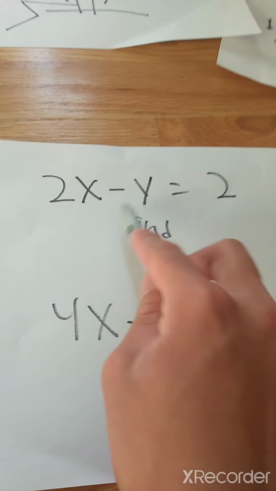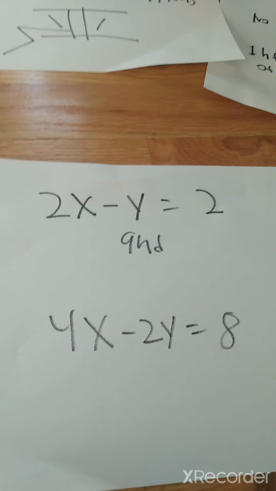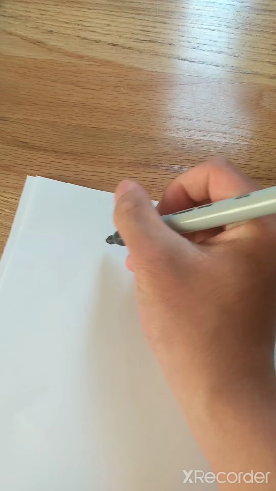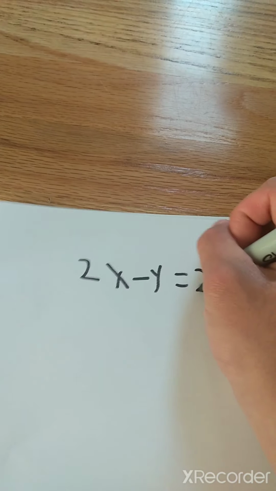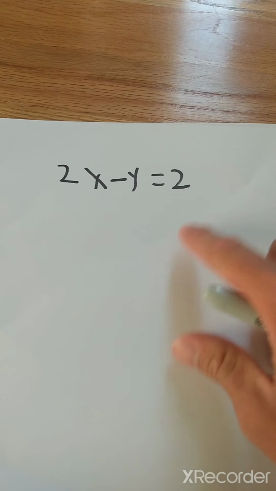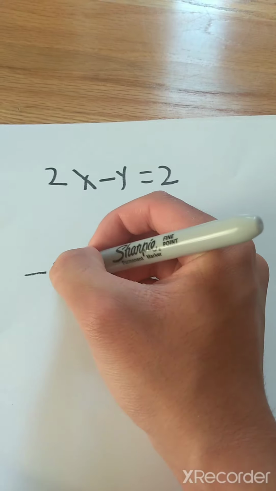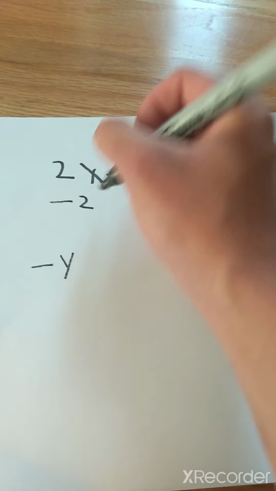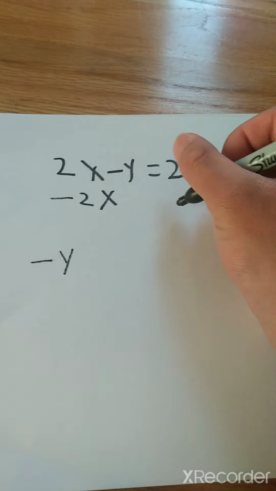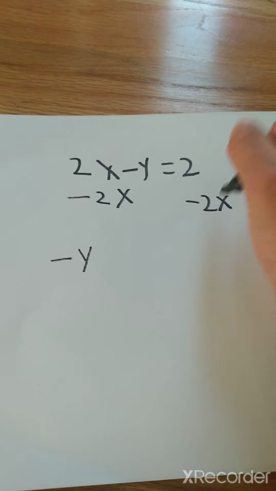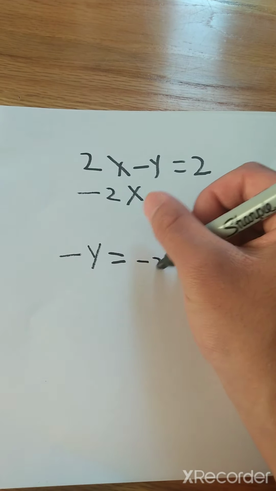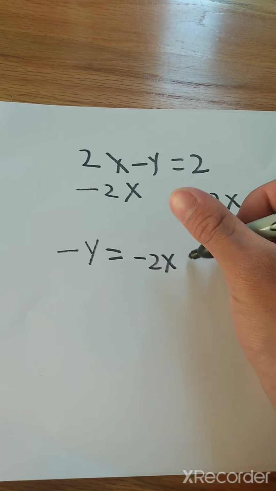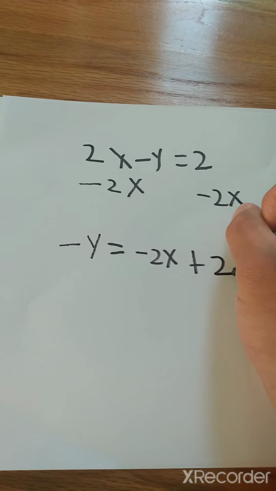Let's start with 2x minus y equals 2. If we write that right here, 2x minus y equals 2, we're going to try and have that y isolated. So now we have negative y. That 2x is now negative 2x, and we subtract from both sides. Negative y equals negative 2x plus 2.